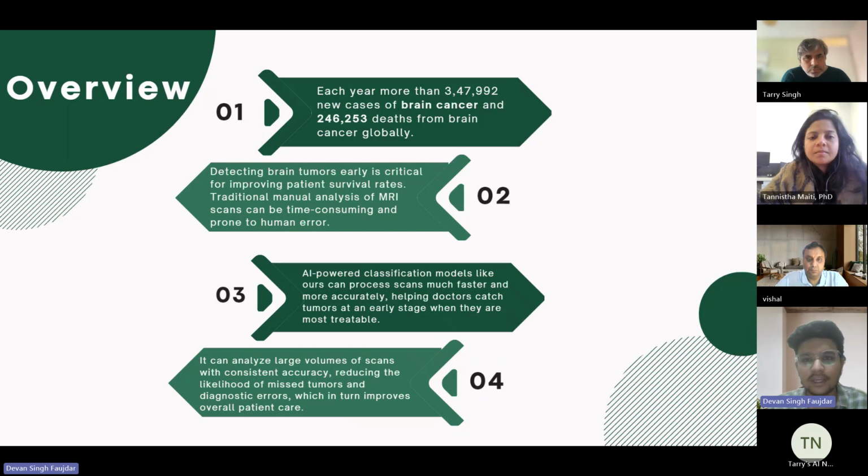So talking about the problem or the challenge that we were trying to solve with our model. Each year, millions of people get brain cancer, and there are a lot of deaths from that globally. Determining the brain cancer at an early stage is a very crucial thing that needs to be done. But a lot of times there can be some kind of human errors or other errors that occur, and there is a lot of problem that can be caused to the patients.